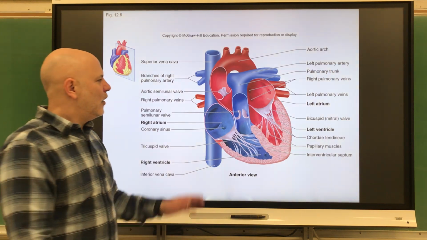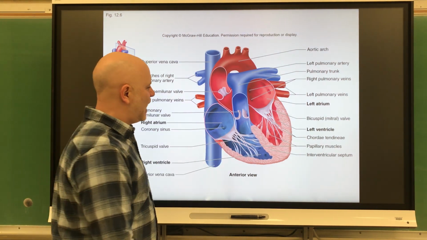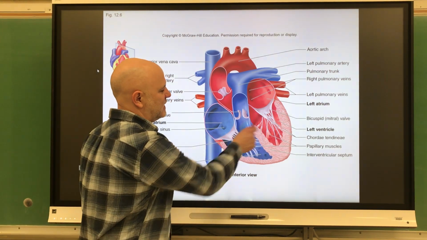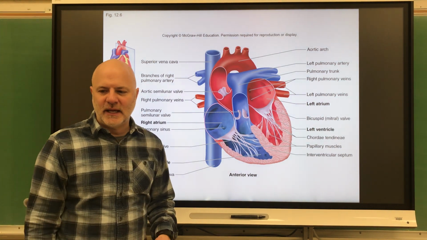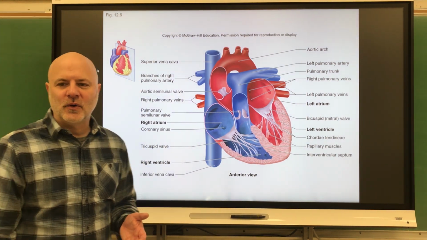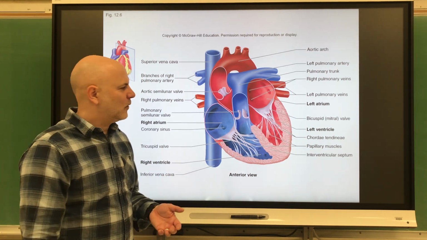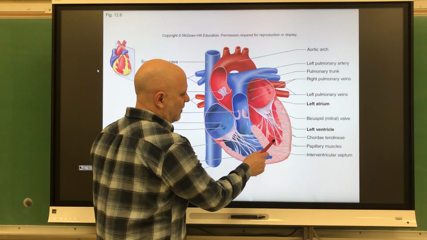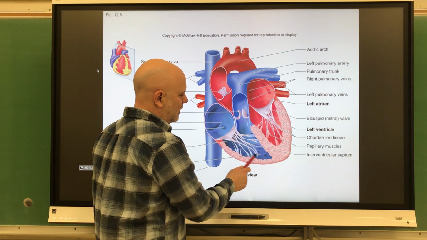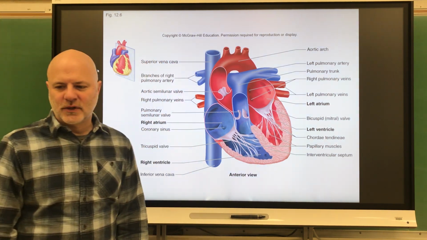All right, now, both of these valves have these little stringy-like things attached to them, and those are called chordae tendineae. These are collagen cords that attach to the papillary muscles in the ventricular walls. So these are papillary muscles here. You can see those there, and those are attached into the ventricular walls.